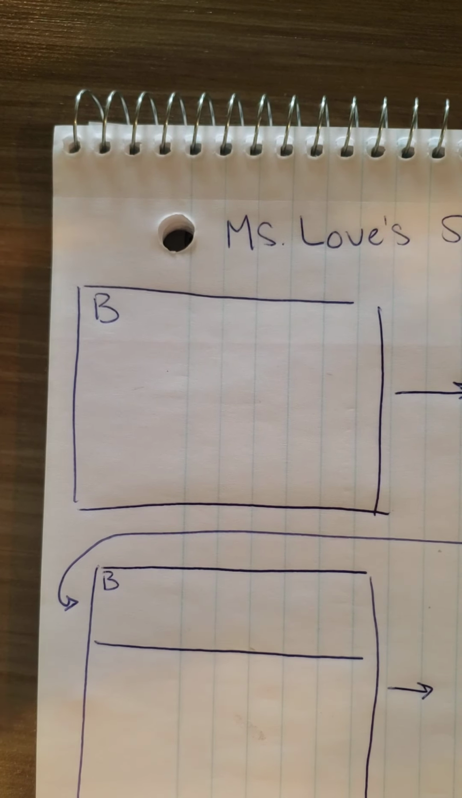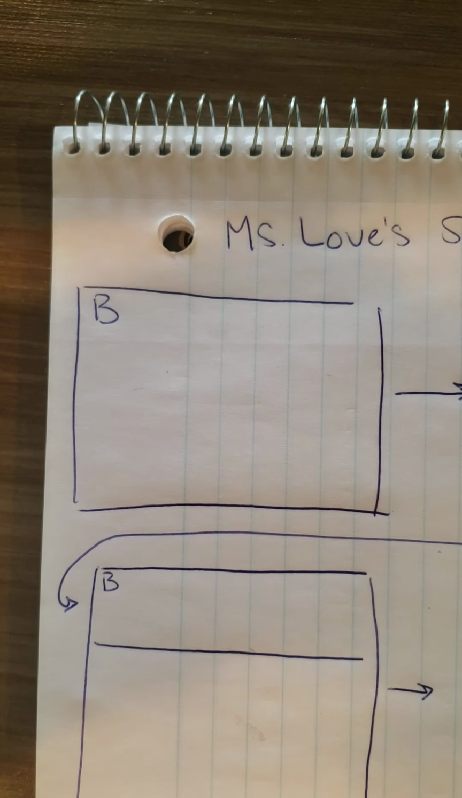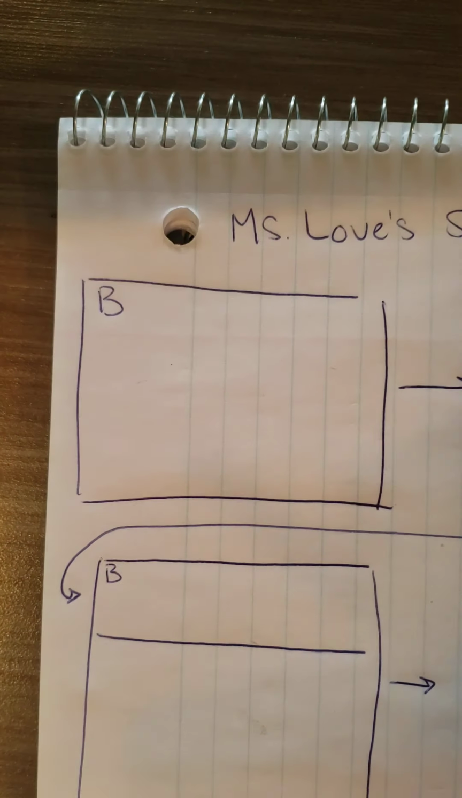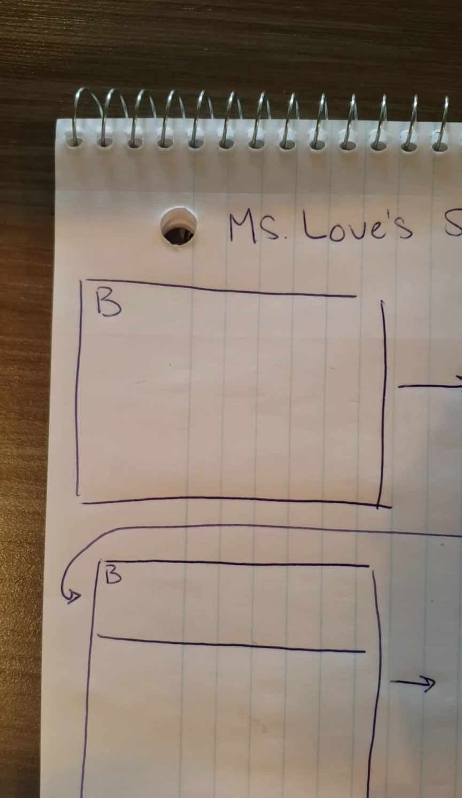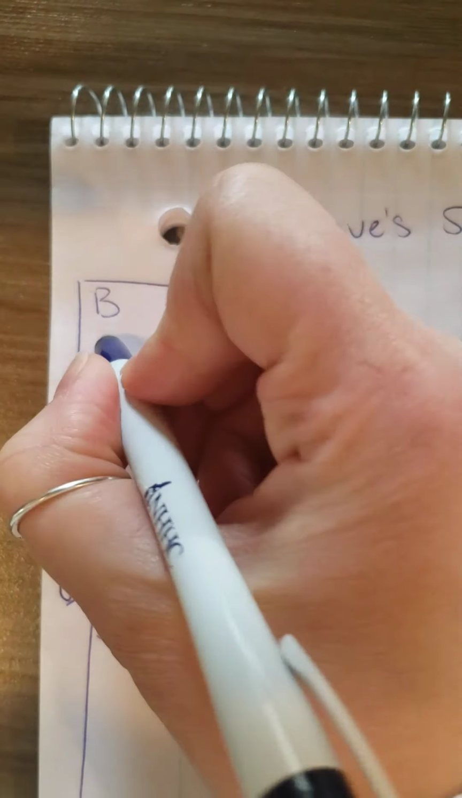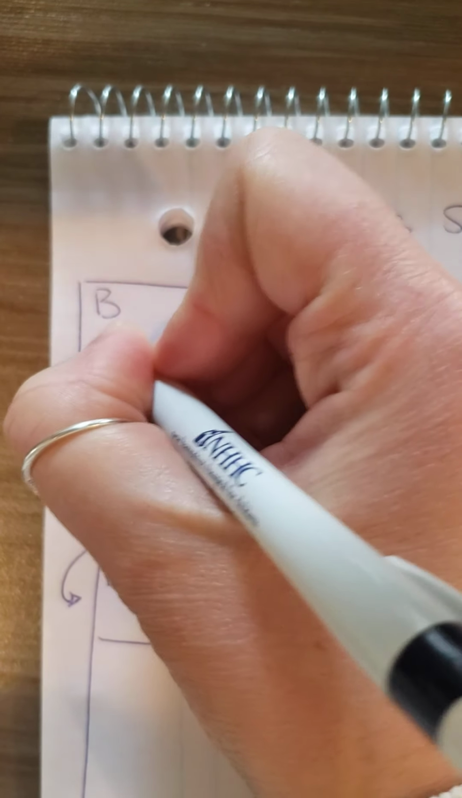Hi guys, right now I'm going to show you how to fill out a flea map for your story. So for your beginning box, it's the beginning of your entire story. Remember, we split our story into beginning, middle, and end. So the beginning needs to have a hook. So you're going to write hook in there.